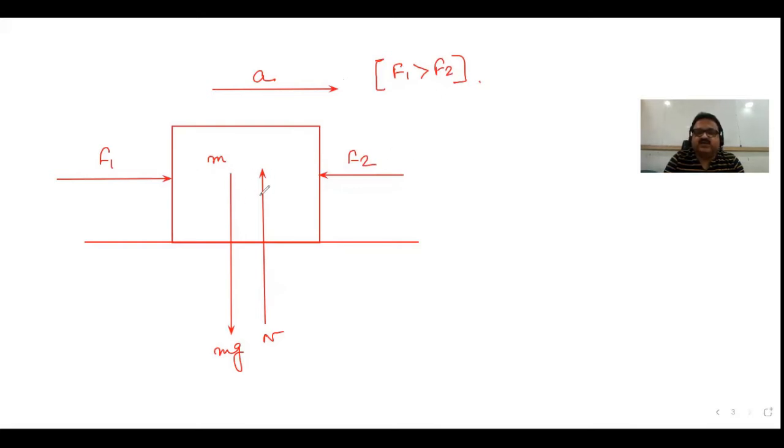Now, if I write the motion along this direction, what will that be? It is very easy: n equal to mg. Now in this case, since F1 is greater than F2, that means the net force is acting towards the right, and that is equal to F1 minus F2, which is equal to mass times acceleration. Therefore, the acceleration of the system would be (F1 minus F2) by m.